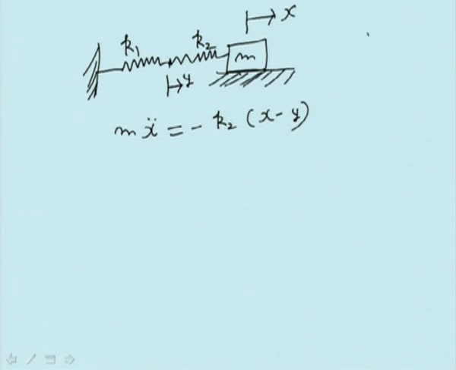So we can say, because this mass is this one, separately we can draw, and this is accelerating, so its acceleration is x double dot, and this is mass m. Now here this becomes k2 times (x minus y), basically, because this end of the spring has moved a distance x, the other end has moved a distance y. So m x double dot is equal to minus k2 (x minus y).